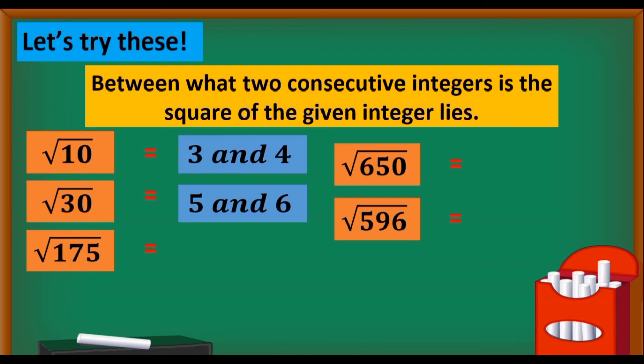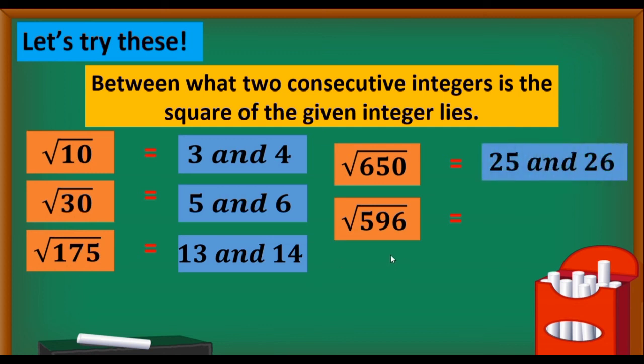Oh, paano naman ang square root of 175? That is 13 and 14. Eh, yung square root of 650? That is 25 and 26. How about square root of 596? That is 24 and 25.